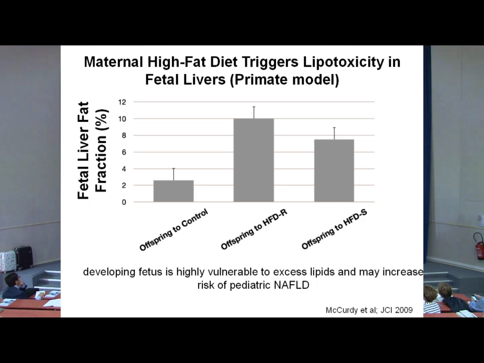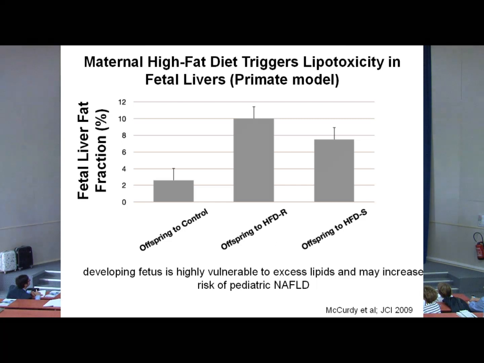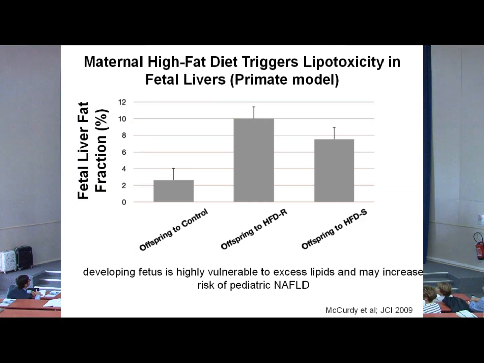And what's interesting about this study is that they show that the earliest sign of the fetal programming due to maternal high lipid consumption was fatty liver. So these were primates who were either control subjects or offspring from mothers who were fed a high-fat diet during pregnancy, some of whom were resistant, hence the R, to the high-fat diet.